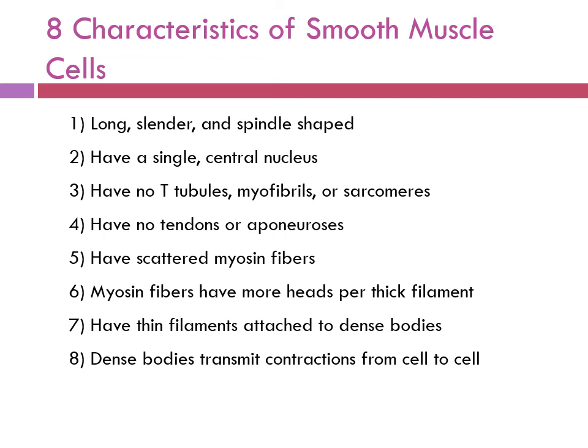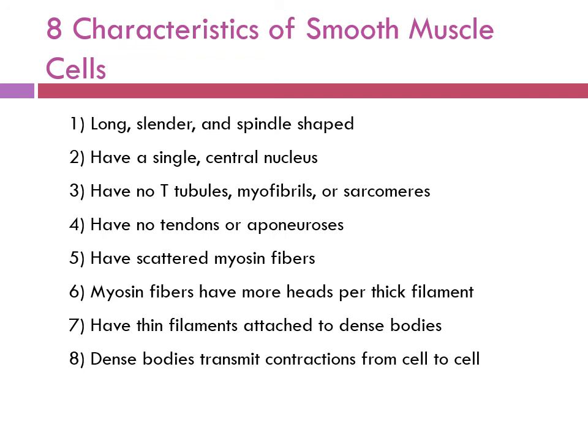Characteristics of smooth muscle: they are long, slender, and spindle-shaped cells. So spindle-shaped means they're wider in the middle and tapered on either end. They have a single central nucleus, so they are uninucleate, like cardiac muscle cells. They have no T-tubules, myofibrils, or sarcomeres. They have no tendons or aponeurosis.